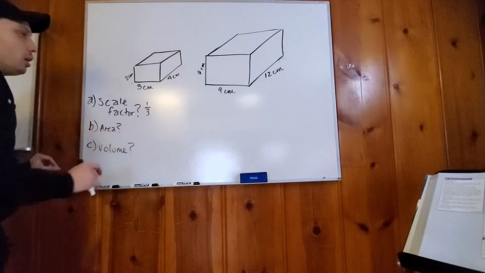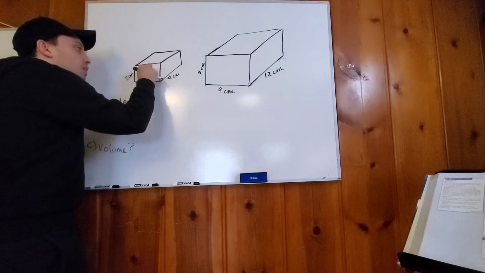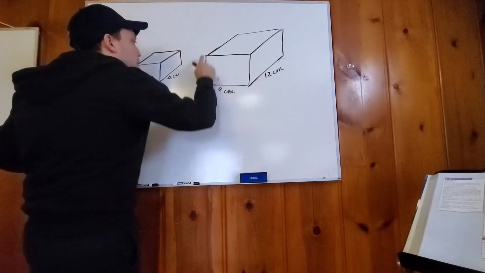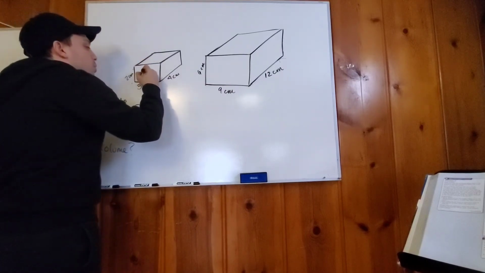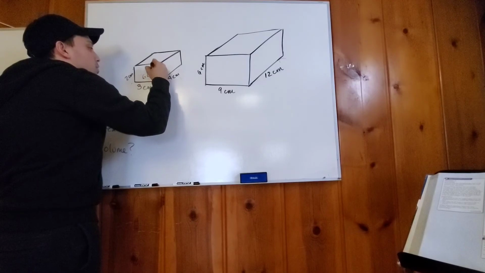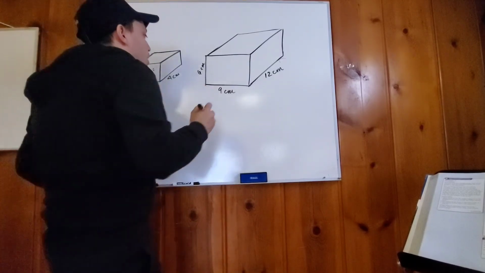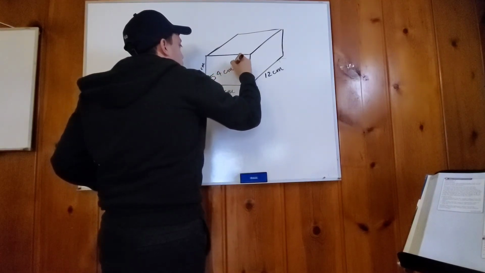Sorry, the area. So the area of the front face. Let's do this one. The area is going to be base times height, and we have the base and the height here too. So 3 centimeters times 2 centimeters is going to be 6 centimeters squared, right? And in here, 9 times 6 is going to be 54 centimeters squared.